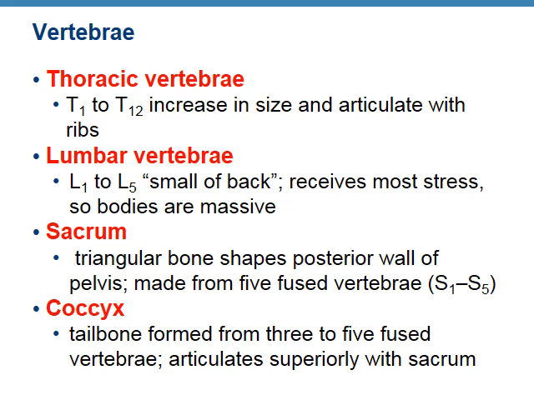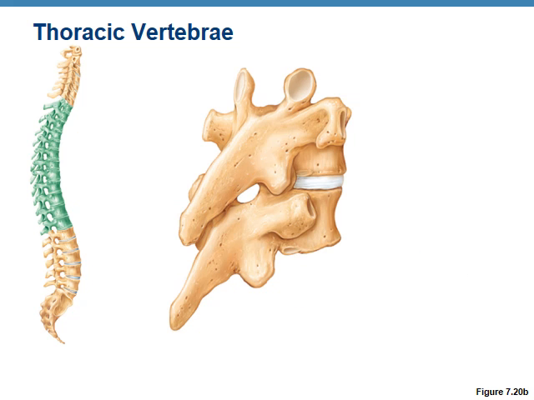Just to recap, we're going to look at the rest of the vertebrae. We just looked at cervical. Now we're going to look at thoracic, lumbar, sacrum, and coccyx. You can see that the sacrum and the coccyx were bones that were separate that then fused. So here's the thoracic vertebrae. Remember, these would be our cervical. These are going to be thoracic. These are going to be lumbar. Then we're going to have our sacrum and our coccyx.